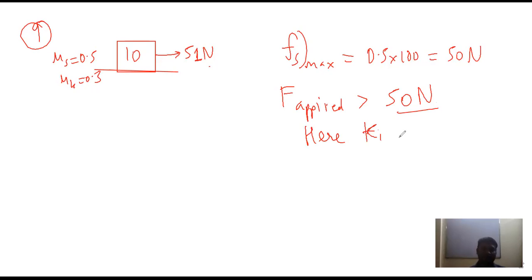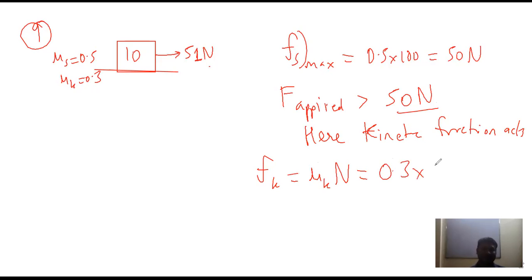So kinetic friction will act. We can say the value of kinetic friction is constant. It is mu k into N, which is 0.3 into 100. So it will be 30 Newton. So we have 30 Newton kinetic friction acting in the backward direction.